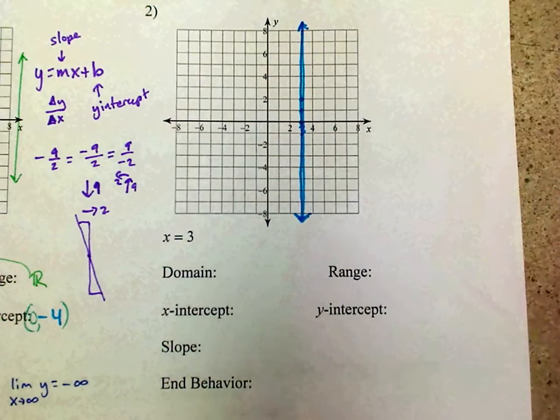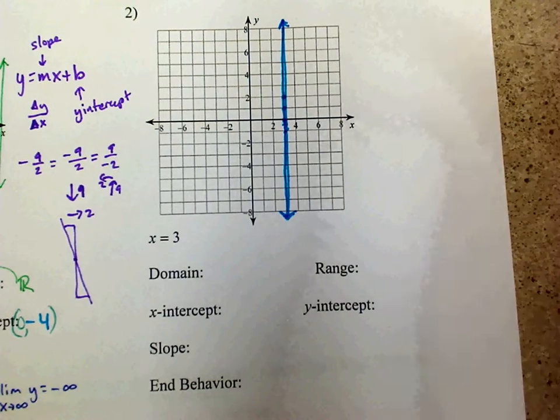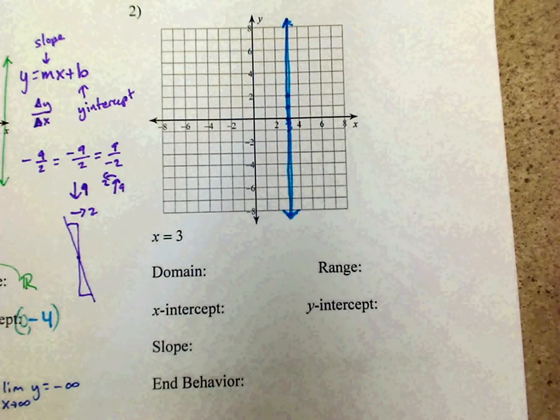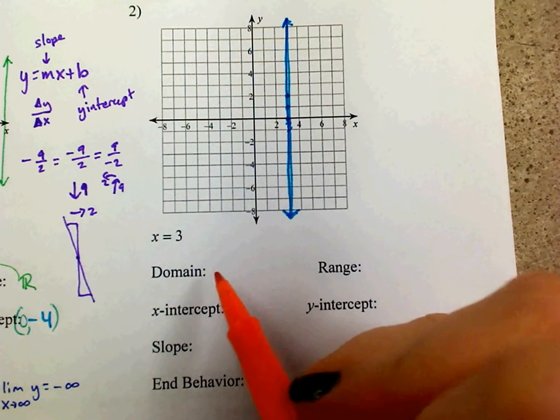All right. Now, quick question: is this a function? And the answer is no. X equals 3 is a vertical line, and remember that doesn't pass the vertical line test because it is a vertical line. So, can you still graph it? Yes. Can you graph it on the calculator? Not in standard form.